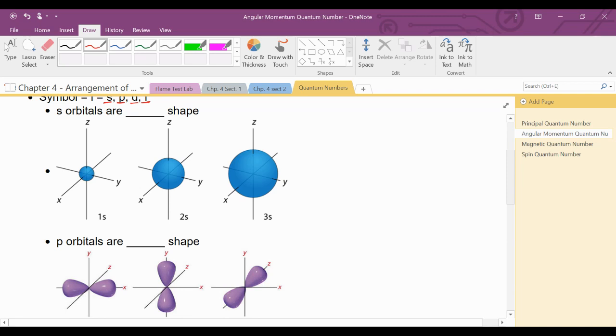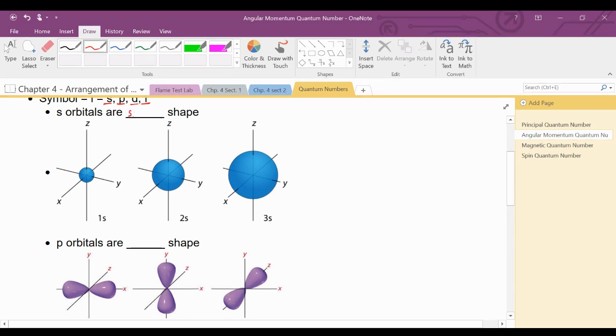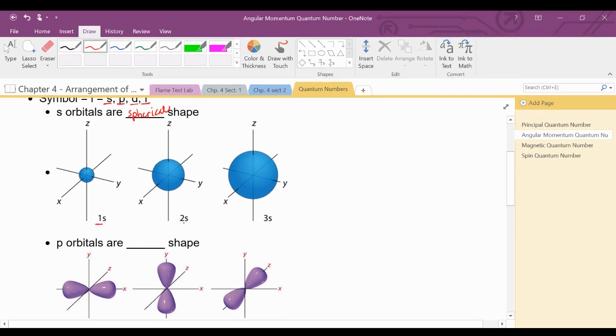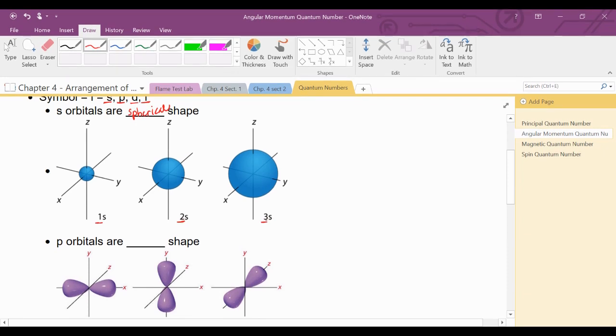All right. So if I'm in sublevel S, we refer to these as S orbitals. The letters of the orbitals help us hopefully to identify the shape of the orbital. So the orbitals within S are spherical in shape. And in my picture here, I've actually shown the S orbital in three different energy levels. So the first energy level, the second, and the third.